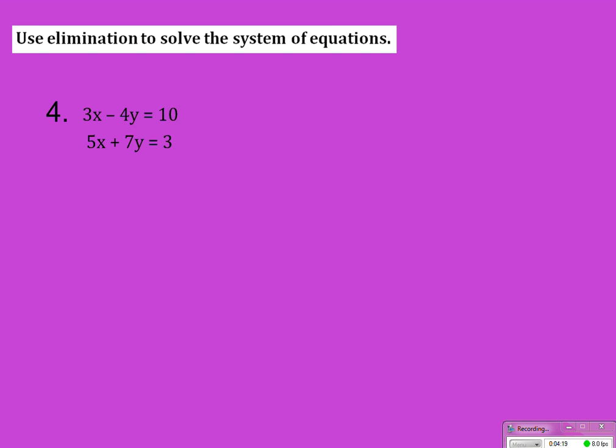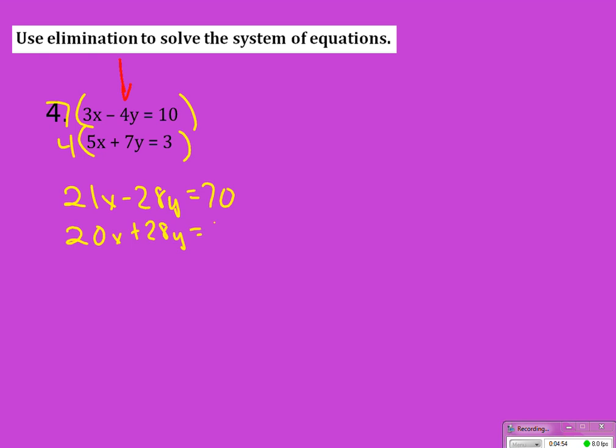3x minus 4y, 5x plus 7y. It's a little bit trickier because right now I don't have anything in front of x or y that matches. But I do have the fact that it's a -4 and it's a +7. When I have opposite signs like that, I like to go after that variable just because that way I just have to add the two equations together and not subtract them. So I'm going to multiply this by 7, multiply this one by 4. So that's going to give me 21x minus 28y equals 70. This one's going to be 20x plus 28y equals 12.